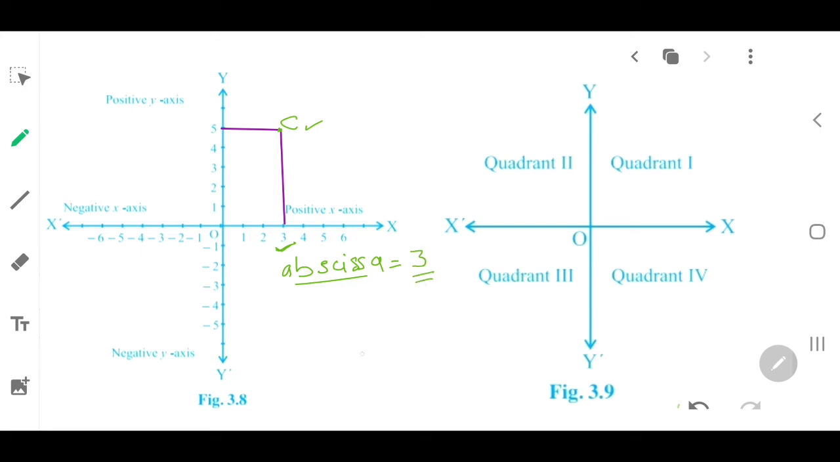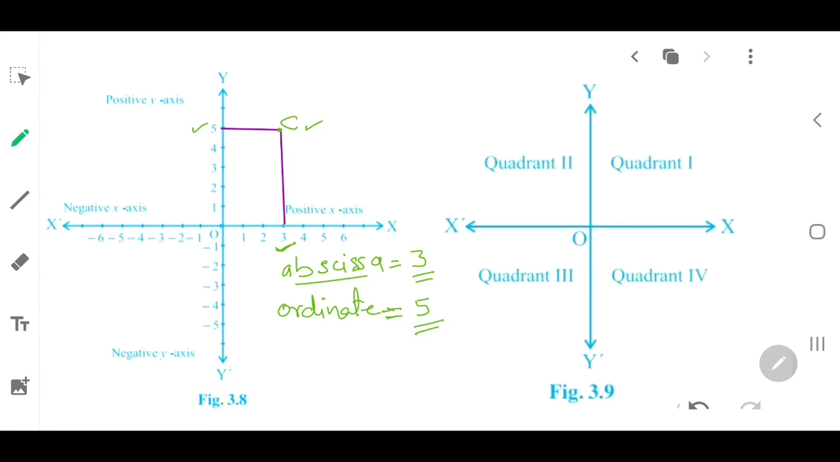In the same way, the distance of point C from x-axis. You understood? The distance of point C from x-axis, we call it as ordinate. Ordinate. Correct? And the value of this ordinate is 5. So here we can write 5. So 5 is what? 5 is ordinate and 3 is abscissa. Is it okay?